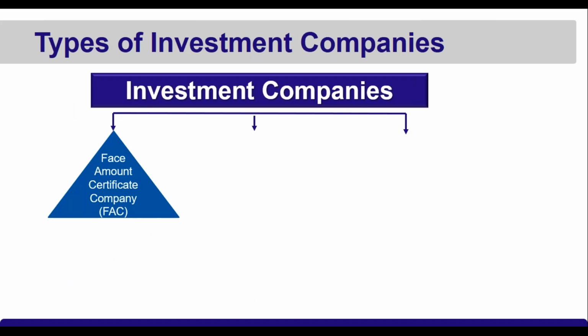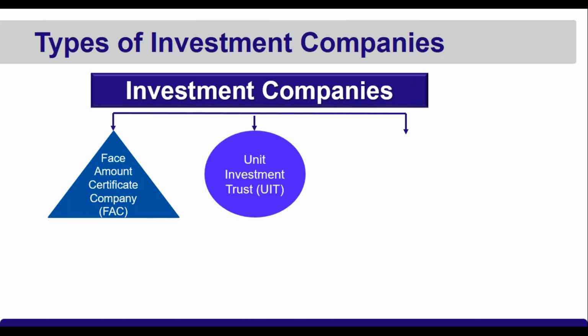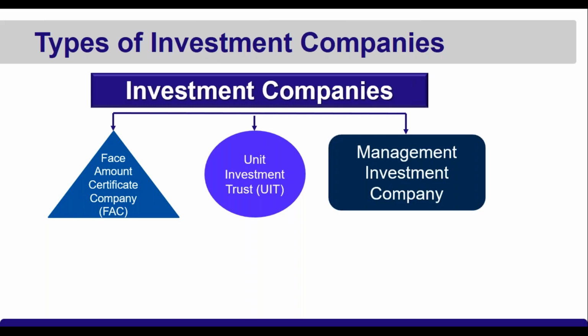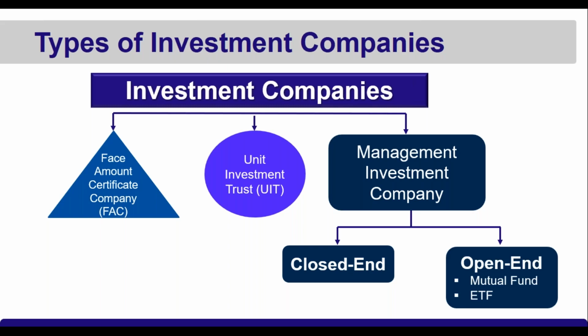So the 3 classifications which we have here: face amount certificate companies, and what are called unit investment trusts. These unit investment trusts can be structured as fixed UITs or non-fixed UITs. I'm just going to briefly mention something about a fixed UIT, but the bulk of your questions are going to surround what are called management investment companies or funds. When we talk about a fund, we're talking about a management investment company. These can be structured either as closed-end managed investment companies or open-end managed investment companies.